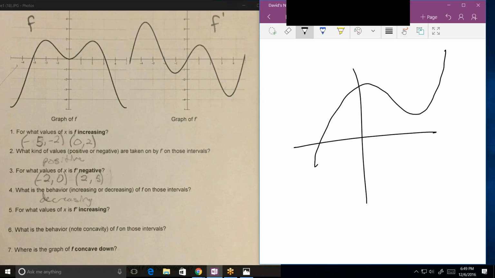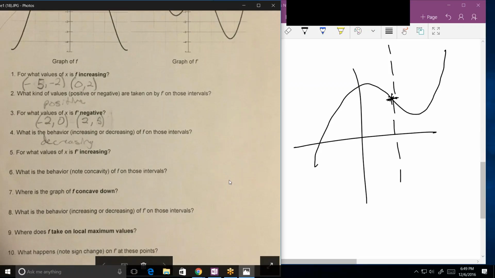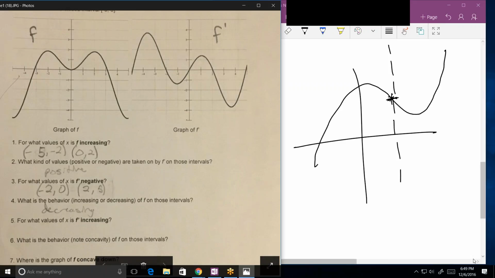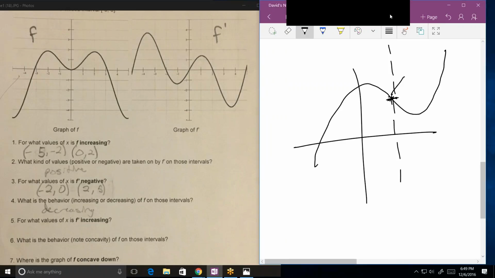Concave down, here's the point where it changes from concave down to concave up. In other words, to the left of my dotted line, it's concave down everywhere. All of this is concave down. To the right of my dotted line, it's concave up everywhere. The point that they switch, that is called the what? The saddle point. The inflection point. Okay, that is called the inflection point.